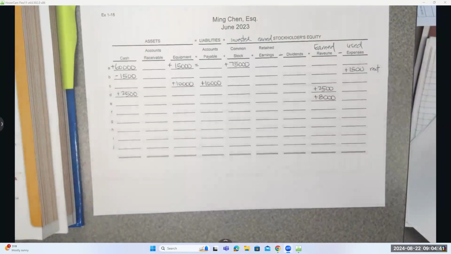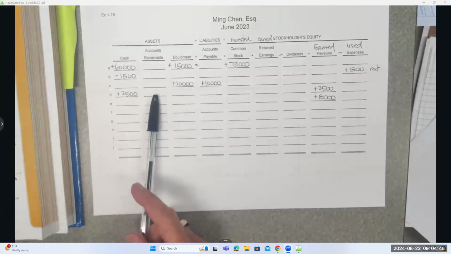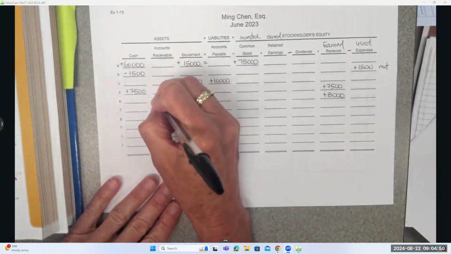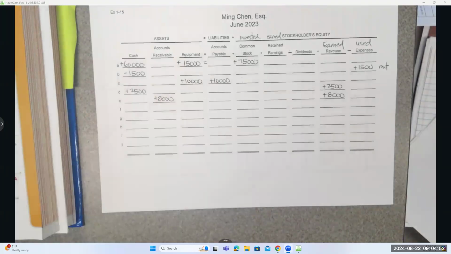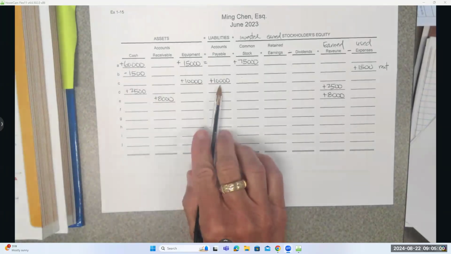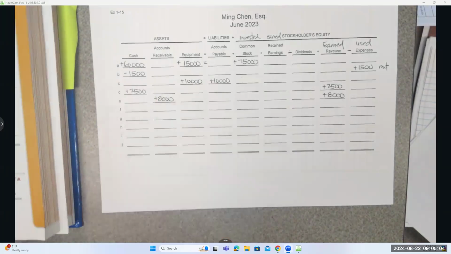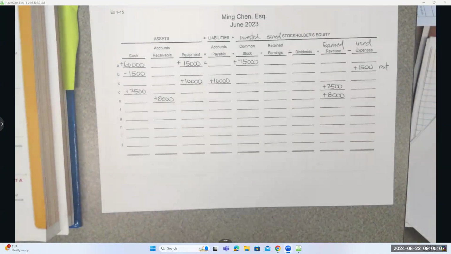But we didn't get the cash yet. It says they're going to pay us later within 30 days, which is also an asset, but it's accounts receivable, not cash, because now we have to keep track of that so we don't forget to collect it. We need to remember we need to pay this, and we need to remember we need to collect this. And I don't know about you, but I just need to write stuff like that down.